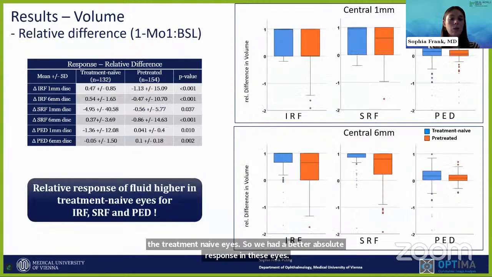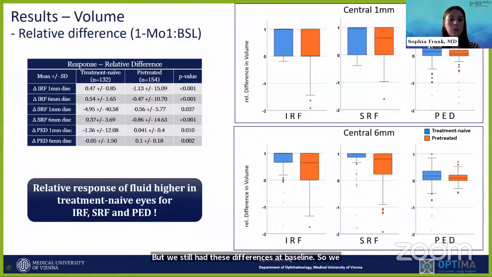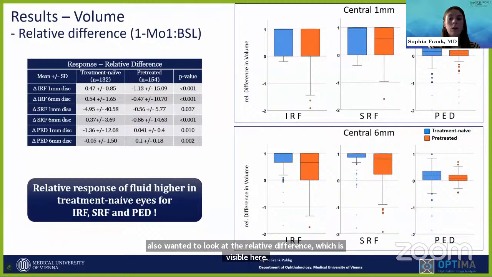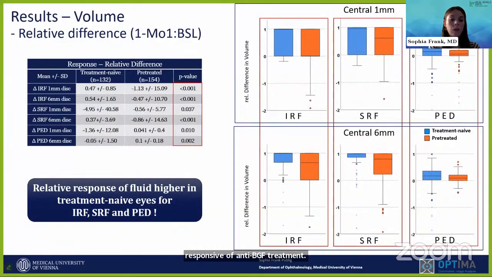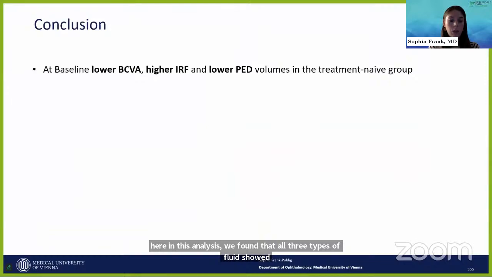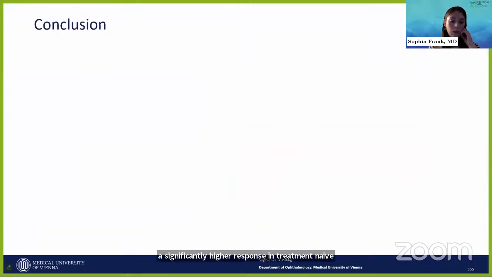So we also wanted to look at the relative difference, which is visible here. When you look on the right-hand side, on the graph, 1 means that 100% of fluid was responsive of anti-VEGF treatment. So here in this analysis, we found that all 3 types of fluid showed a significantly higher response in treatment-naive eyes compared to pre-treated patients.